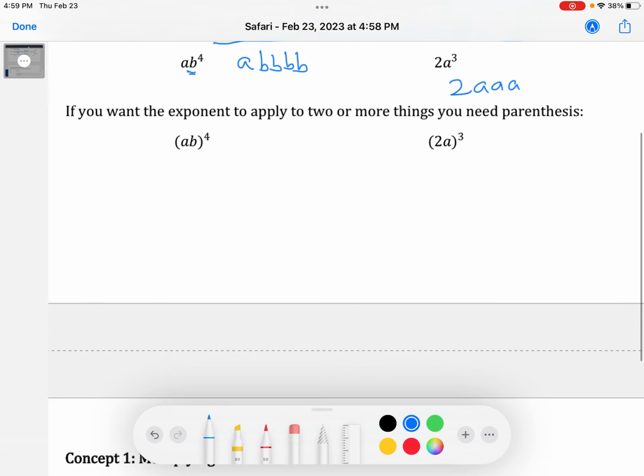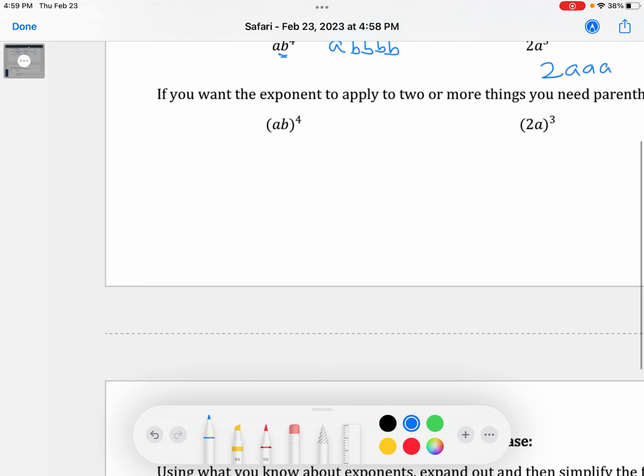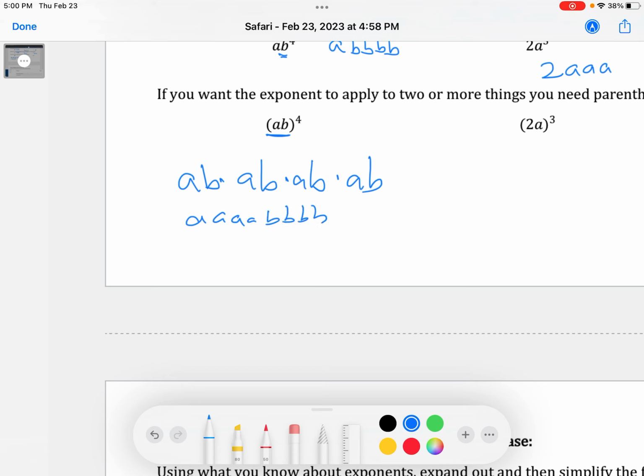Now, if you do want the exponent to apply to 2 or more things, you have to put those things in the parentheses. Now, this 4 applies to the whole chunk inside the parentheses. So that means AB, AB, AB, and AB. I'm copying and pasting AB 4 times. Because the order of things doesn't really matter in multiplication, we can rewrite this as A, B, B, B, B, which is A to the 4th, B to the 4th.